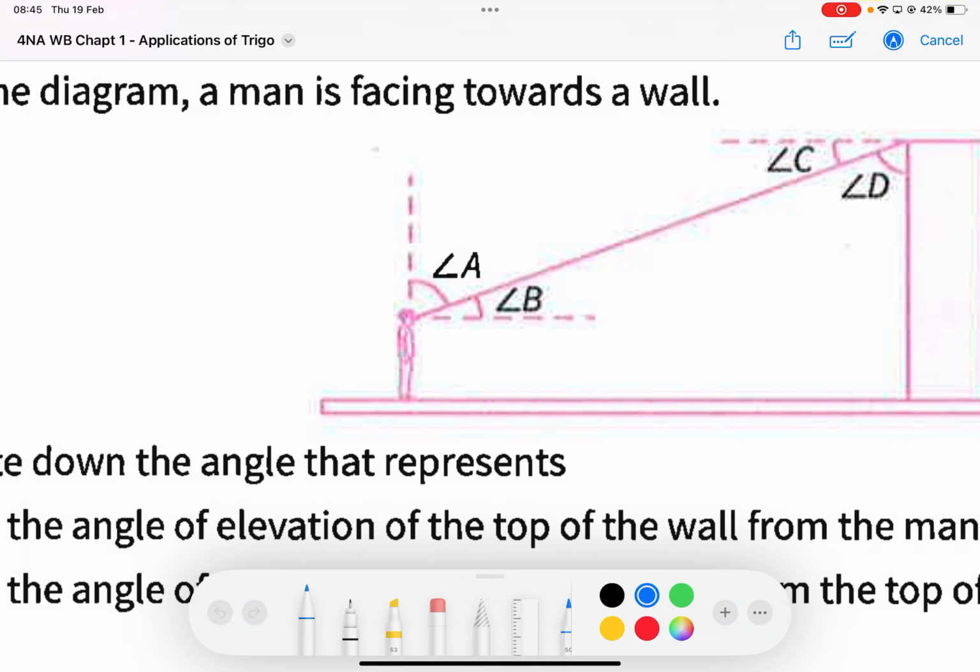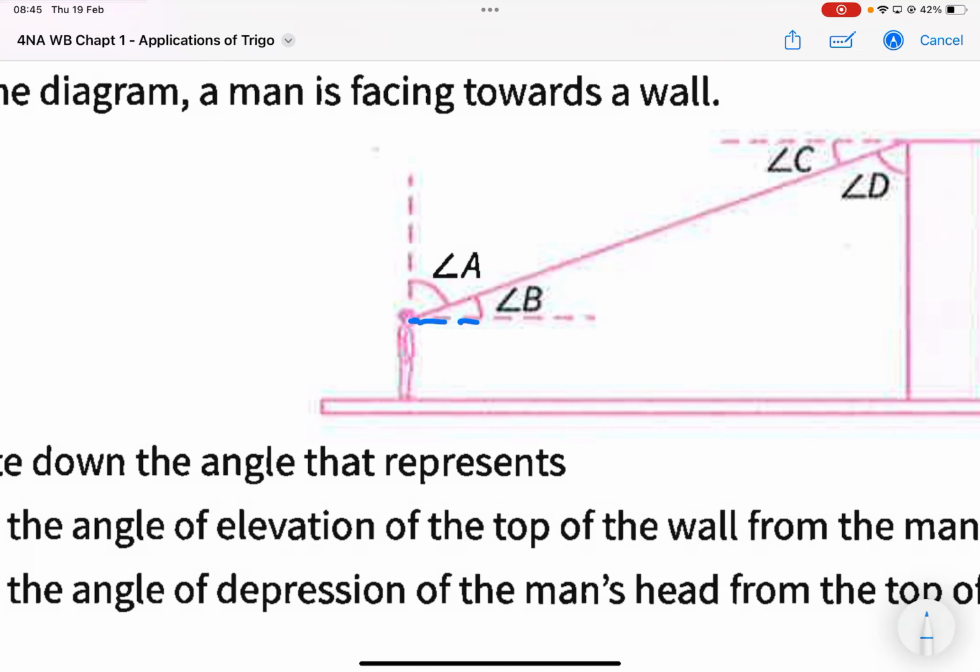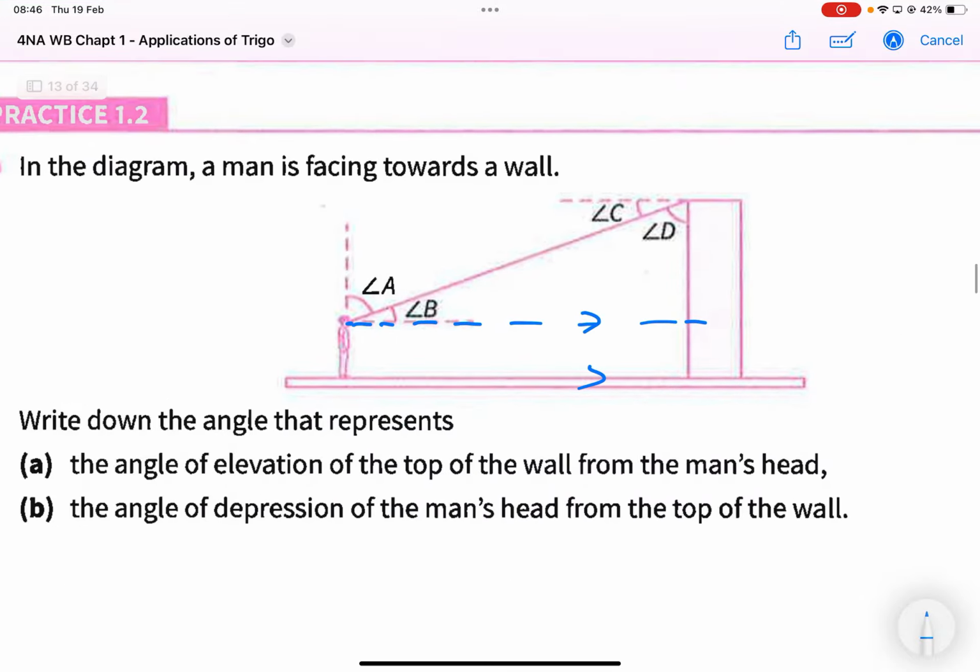Okay. So from the man's head, head is here. So there is a line that is parallel to the ground. Then the angle that is going up towards the wall from the man's head. So this angle is the angle of elevation between the horizontal and towards the wall. So for question part A, they are expecting you to say the angle is angle B, because this is the angle of elevation going upwards from the head towards the wall. The wall is above the head, so this one is the angle of elevation.